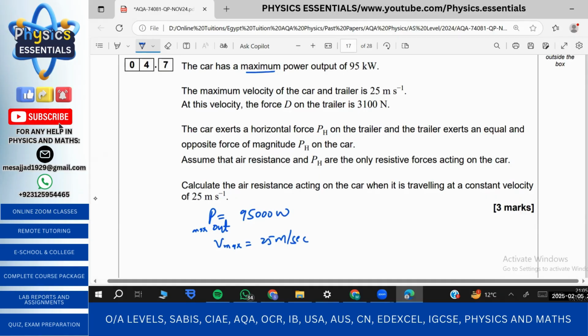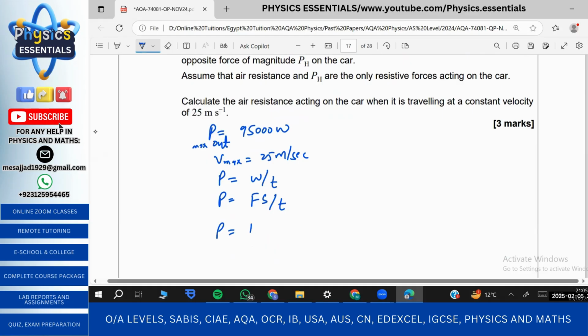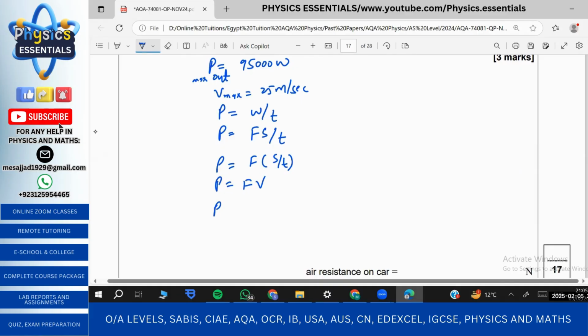So what kind of resistance do we have here? P equals work over time. We know that P equals force times displacement over time, right? And displacement over time, S over T, is v, so P equals F times v, right? So now power is 95,000, F is to be found, and v is 25. When we calculate that, it is going to be 3,800 newtons.